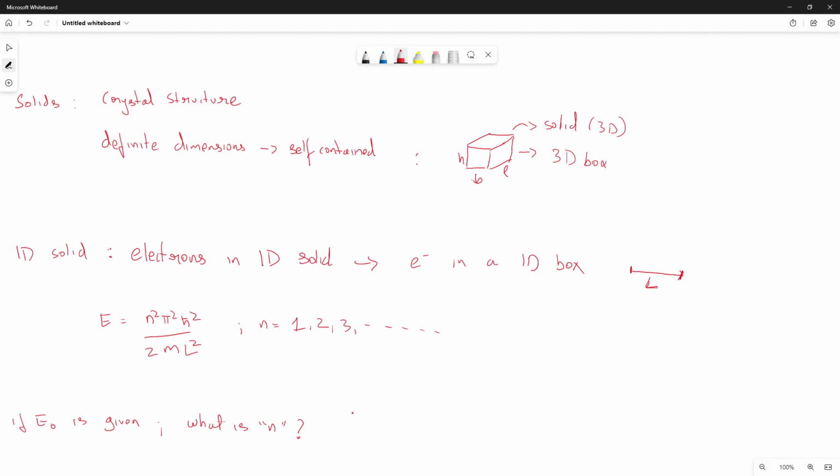Can you tell me what the expression for n is? E into 2mL squared divided by pi squared h cross squared, under root. Okay, very good. So E into 2mL squared divided by pi squared h bar squared under root, which can be written with h bar. Correct? Is this correct?